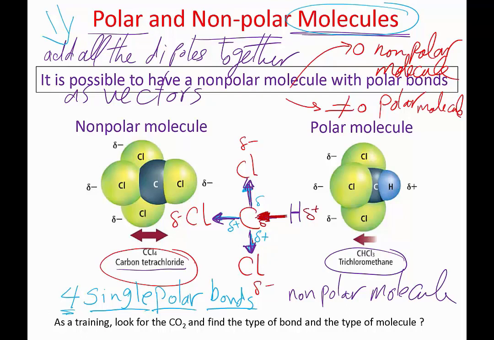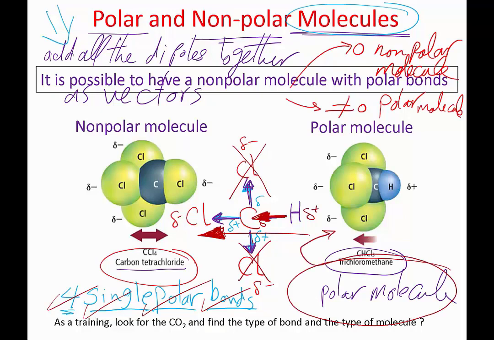So here we also have 4 single polar bonds. But what about the molecule itself? Try to add all the dipoles together. The upper one cancels the down one, but those horizontal dipoles will be added to each other. So the net dipole moment is to the left. That means the molecule is a polar molecule.